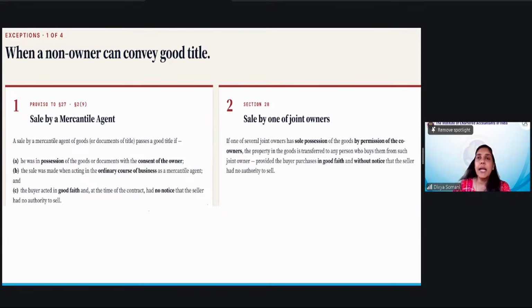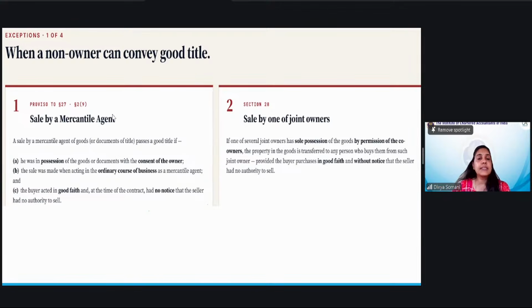And it is also an implied condition, therefore, that if we have paid any amount to the seller, and even if the seller is not the owner, he will have to pay us the whole amount back. That is the implied condition. Okay.